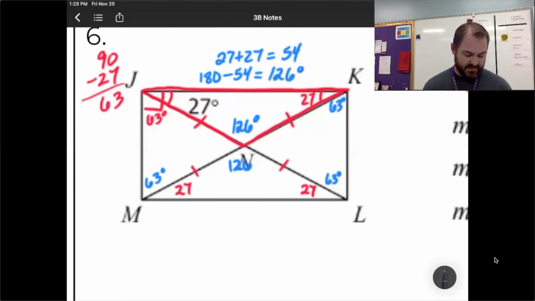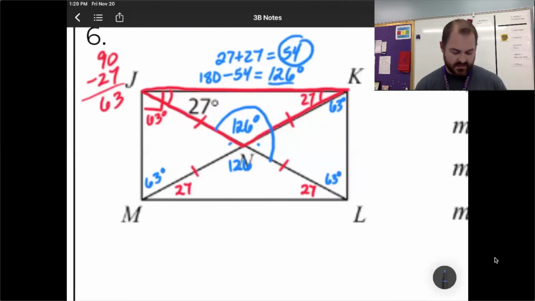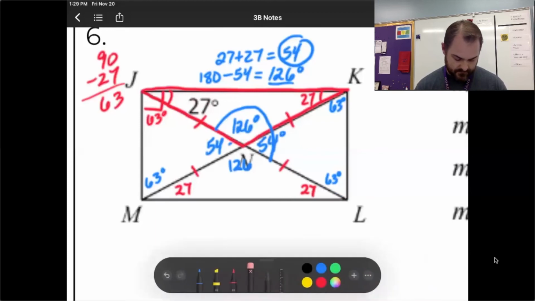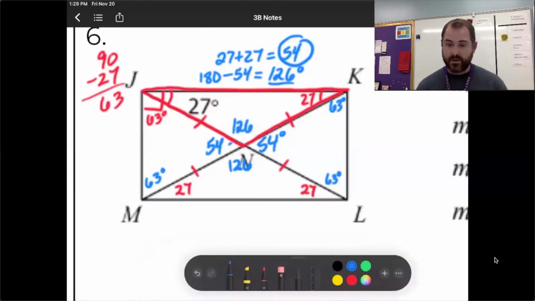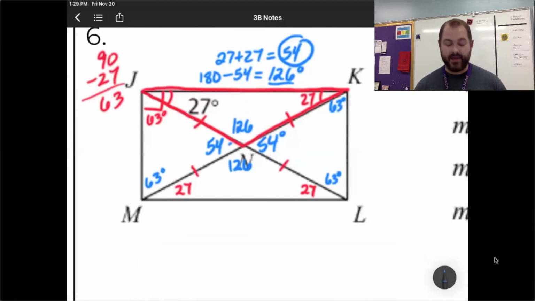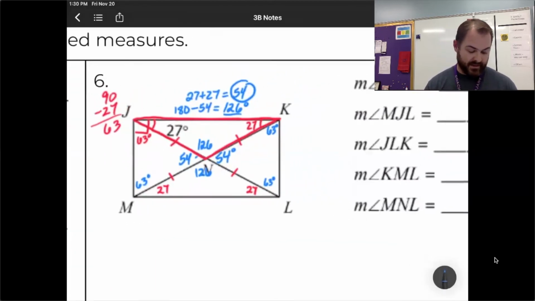That just leaves these two. Well, remember that these form a linear pair. So this other angle on the right side of N is the same as doing 180 minus 126, which would give me 54 again. So these are both 54 degree angles. Okay, now that's all the angles I could possibly have there. So let's identify the blanks that they're asking about.